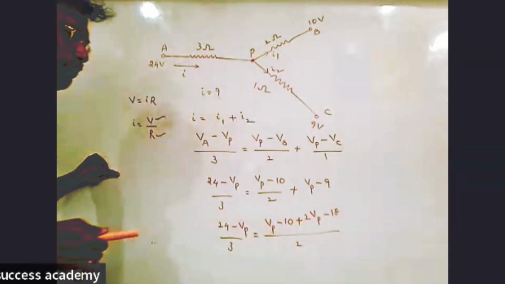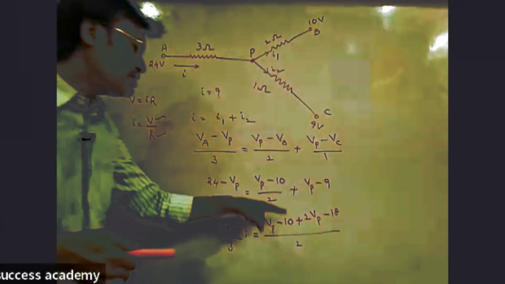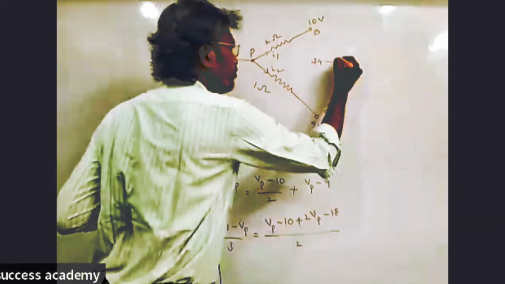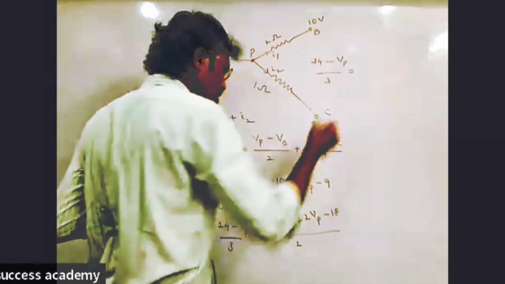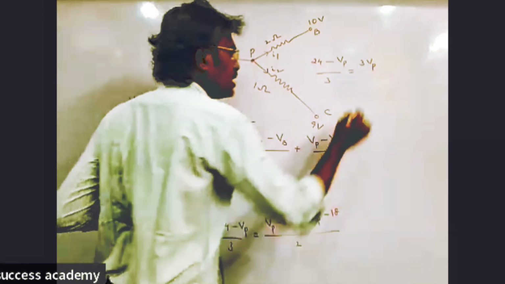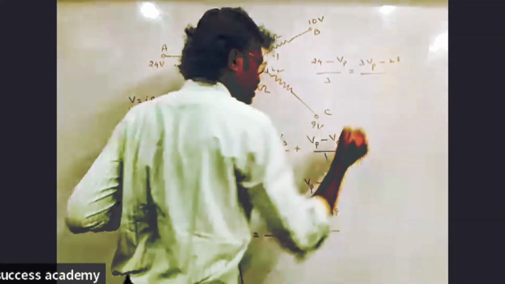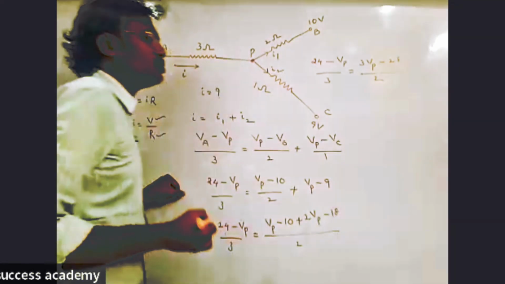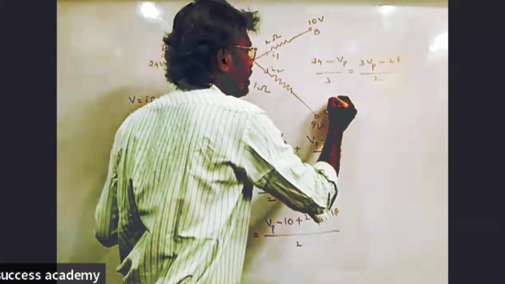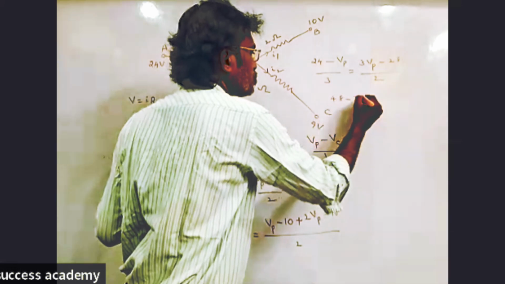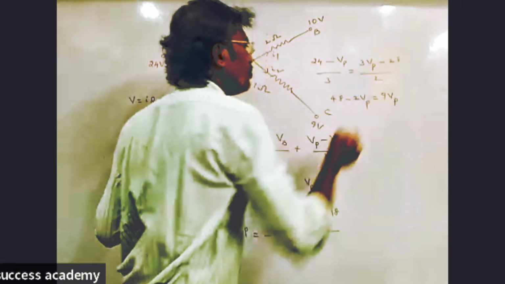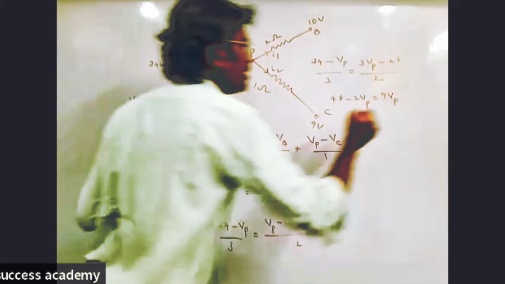2 VP plus VP, 3 VP, 3 VP minus 10 minus 18 minus 28. So here I am taking 24 minus VP by 3 is equal to VP plus 2 VP, 3 VP minus 10 minus 18 minus 28 by 2. Now, here take the cross multiplication. 24 2s are 48 minus 2 VP. 3 3s are 9 VP. And 3 into 28: 3 8s are 24, 3 2s are 6, so 84.